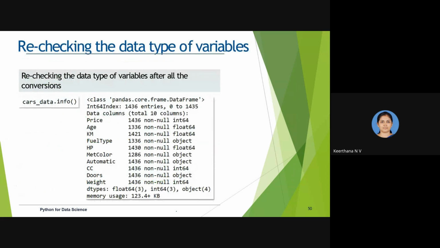And after rechecking the data type of the variables, see here, this FuelType is changed into an object, and automatic, I have changed this and I have changed this. So after getting the data frame info again, these things are changed into object.